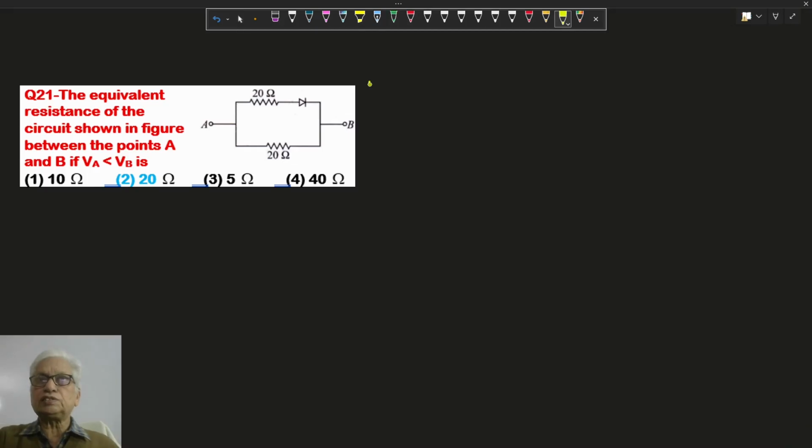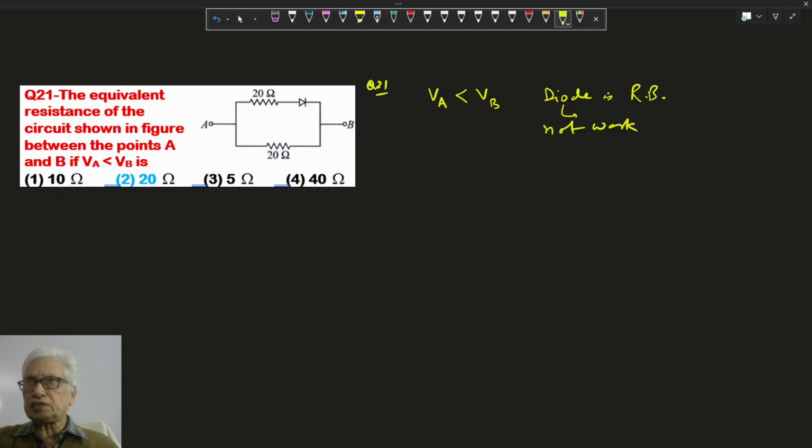Hello. In this question, the voltage at A is less than the voltage at B. So this diode has the P region at lesser voltage and the N region at higher voltage. So the diode is reverse biased, meaning resistance is quite high and it will not work. It acts like an open circuit. Ideally, a finite resistance open circuit. It means the resistance between A and B is only the lower one. So here it is only 20 ohm, because the upper one has become infinite. So the option here is 2.